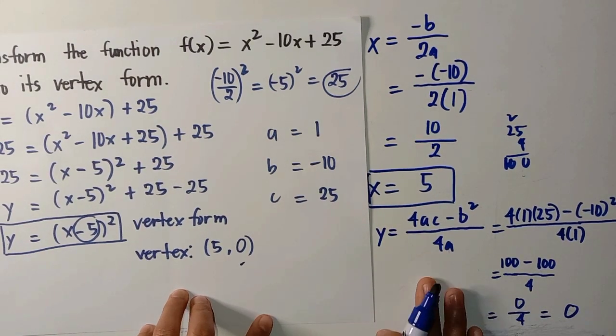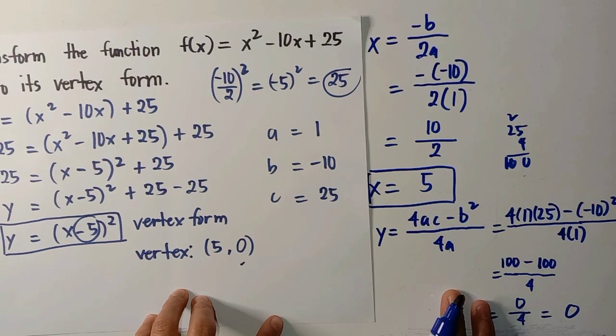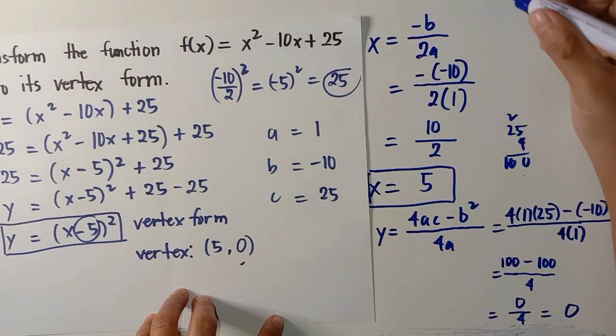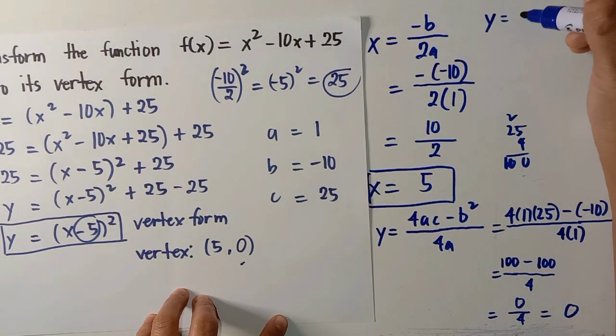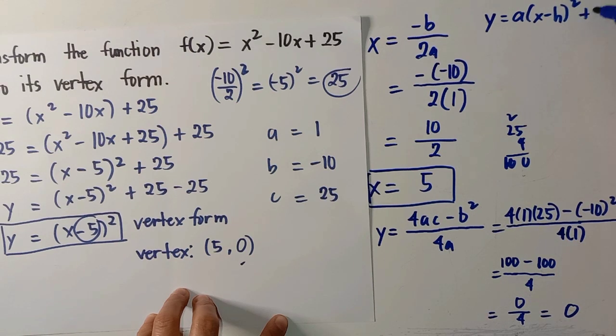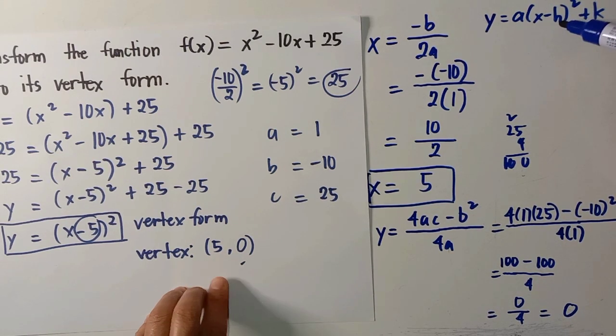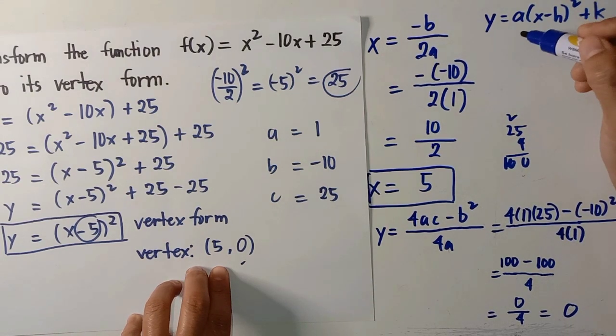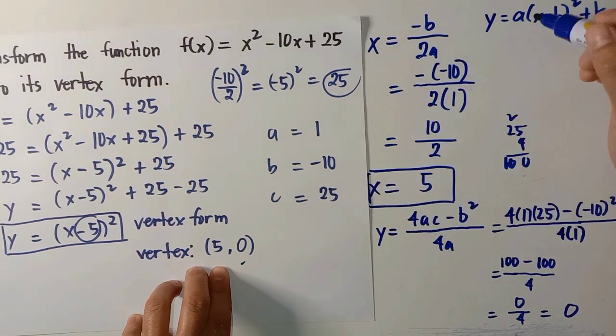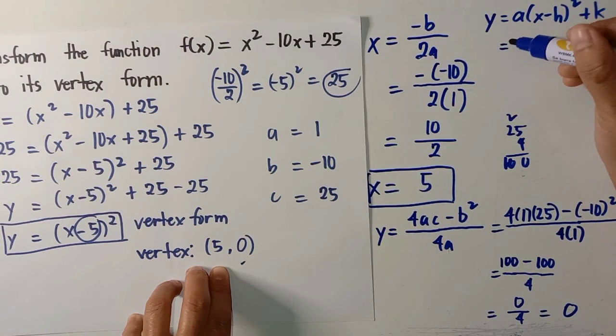And for the vertex form, what is this formula? Y equals A times the square of X minus H plus K. So we will replace H and K. So what is the value of H? That is 5. So replace it now with 5. Wait. Our A is 1, so no need to write 1.